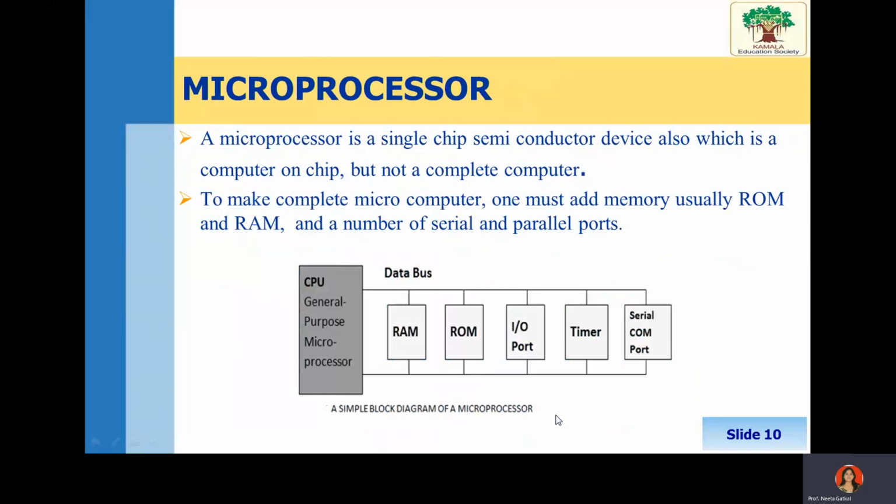If you see the simple block diagram of a processor, the first block is nothing but your CPU, that is the general purpose processor. So to make a complete computer, we externally connect all these devices like a RAM, a ROM, IO port, timer, serial port. So this is about a microprocessor.